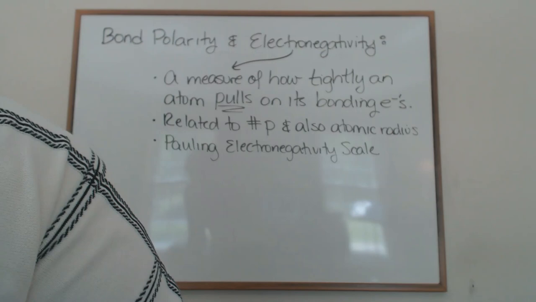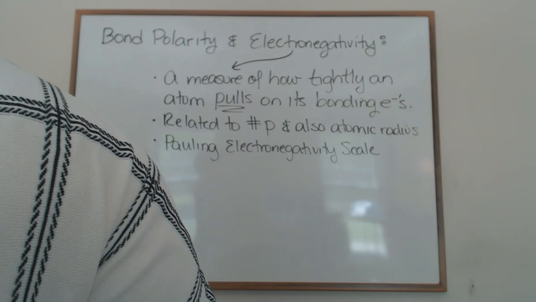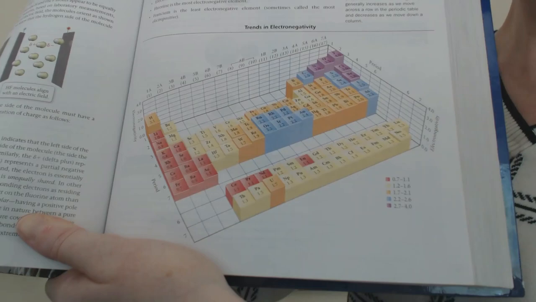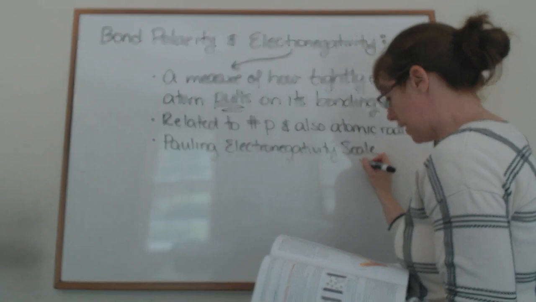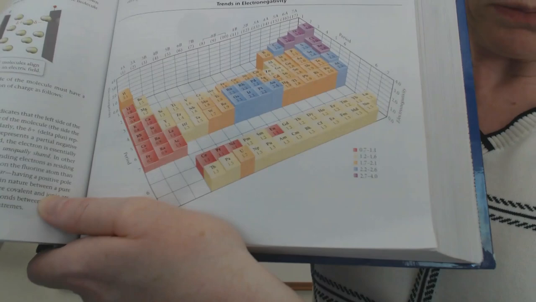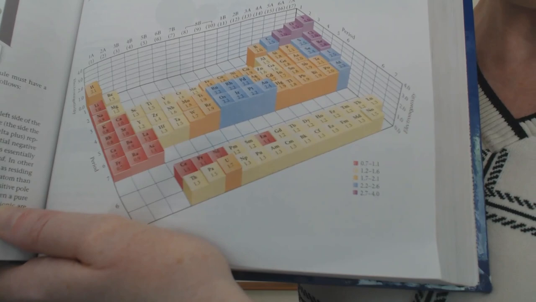Let me tell you what page to be looking at. It's in chapter 9. It looks like a colorful periodic table. Figure 9.8 looks like that. They just call it trends in electronegativity, but officially it is called the Pauling electronegativity scale. In figure 9.8, what you're looking at is essentially the scores for all the different atoms on the periodic table. And it's basically telling you who pulls the hardest.